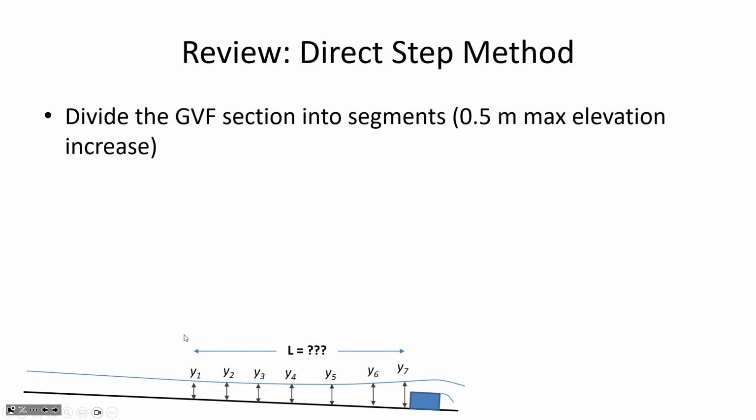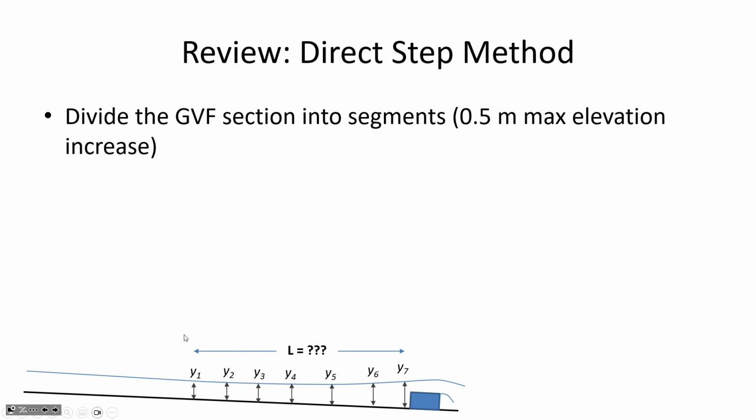Maybe I'm interested in 200 meters upstream. So I tell you, L is 200 meters. You know the downstream depth. Find the upstream depth. You could also use the direct step method for that if the channel is rectangular.